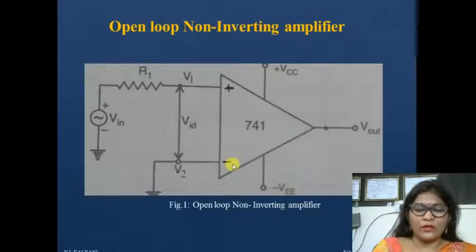Because this is non-inverting, we apply the input voltage at the non-inverting terminal, and the inverting terminal is directly grounded. This is the resistor R1 connected, and these are the supply voltages, that is plus VCC and minus VEE, and this is the output.